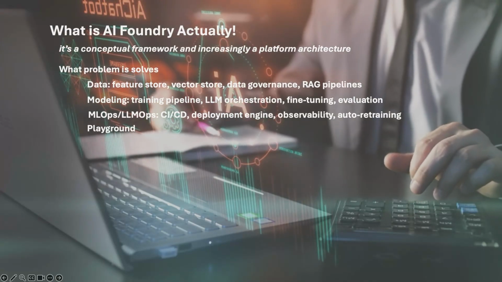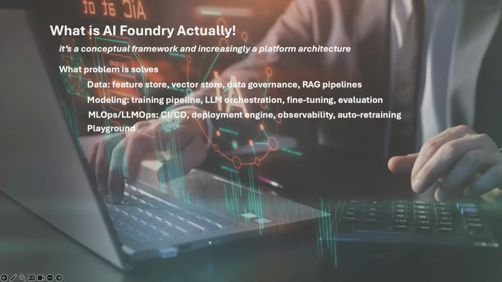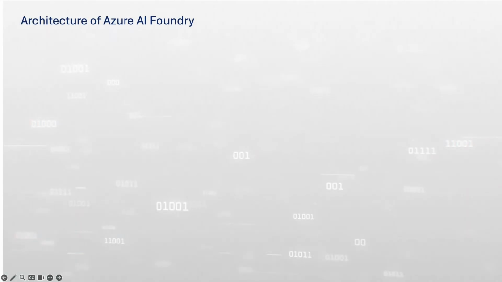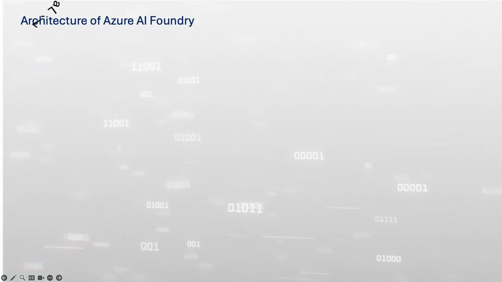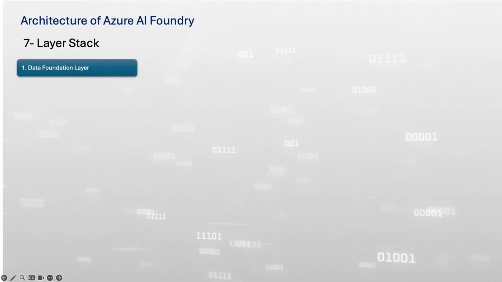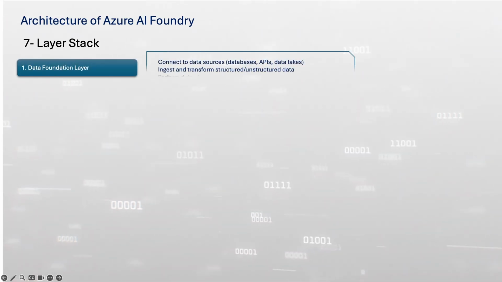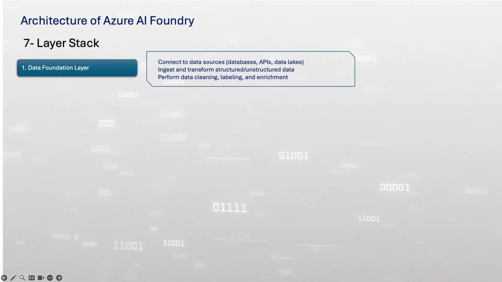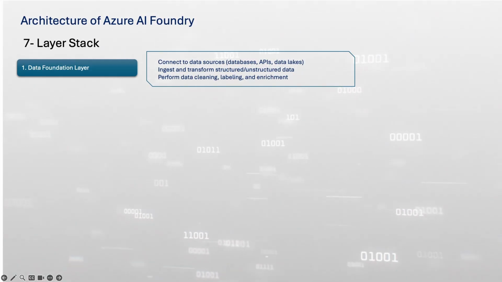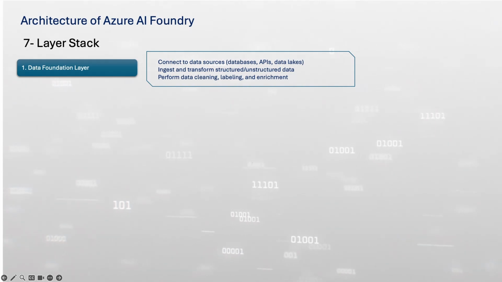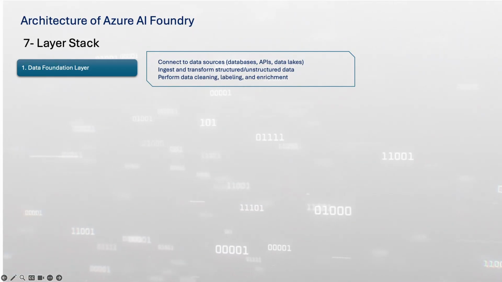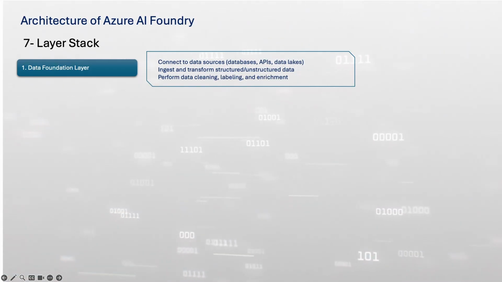So let's go to a more advanced level and discuss the architecture of Azure AI Foundry. The architecture of Azure AI Foundry consists of a 7 layer stack. On the first layer, you have the data foundation, where you can configure the data source for your model. You have a variety of different options. You can configure the data source from different databases, APIs, data lakes. And in this layer, you can clean the data, label the data, and enable the data for your model to consume.